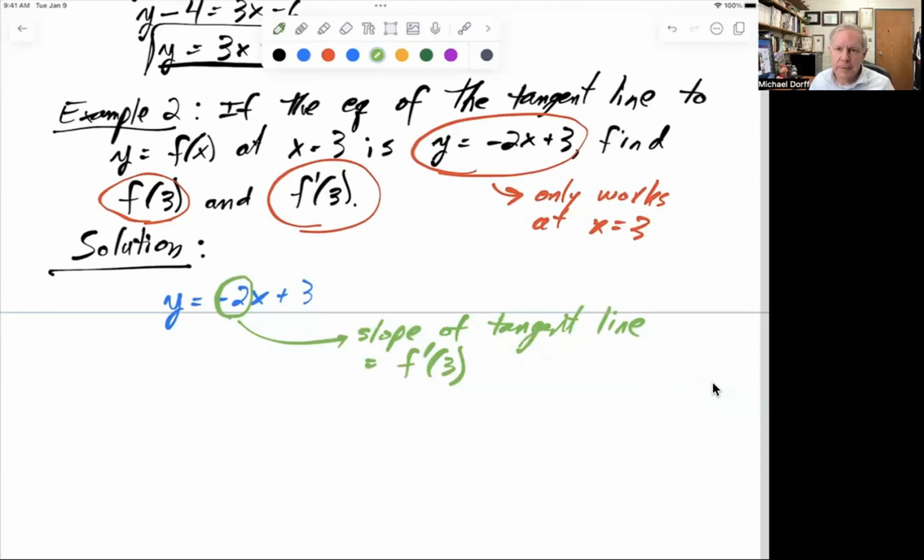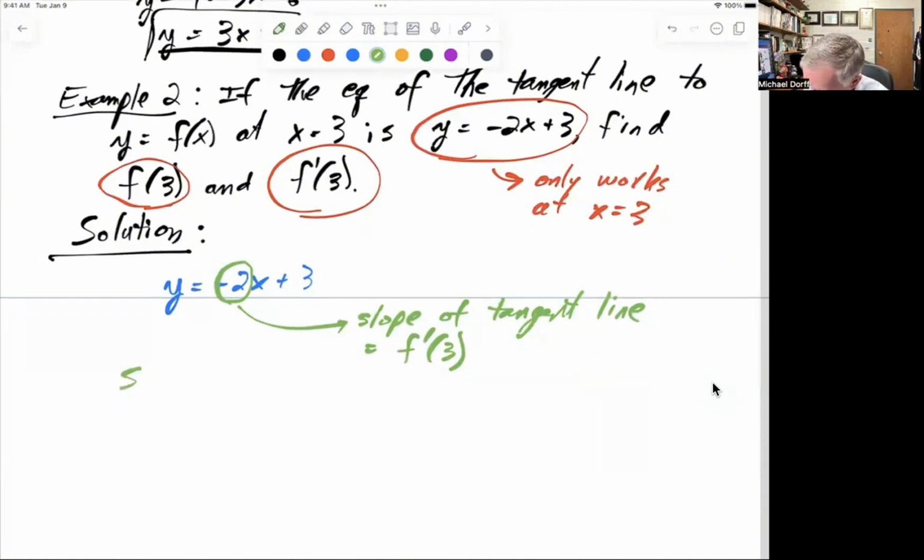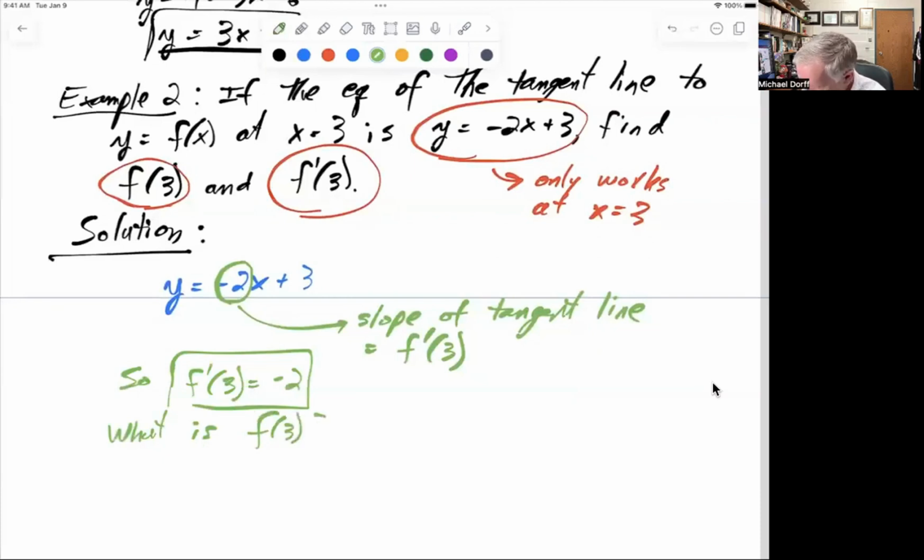But I can find f prime of 3 because I have the equation for the tangent line. So we know that f prime of 3 in this problem is negative 2. All right, what is f of 3?